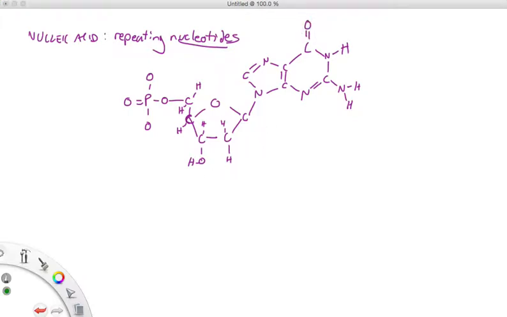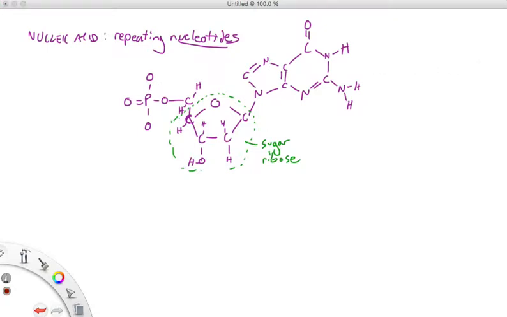I want to point out the parts to it. This part right here, I'll distinguish with a green circle. This is the sugar part. In all nucleotides, we're going to use ribose. Sometimes we use deoxyribose. But ribose is the basic sugar.